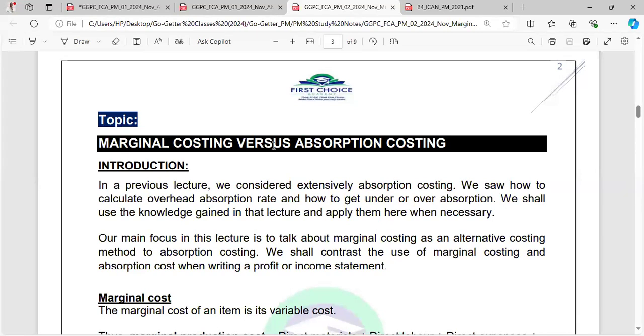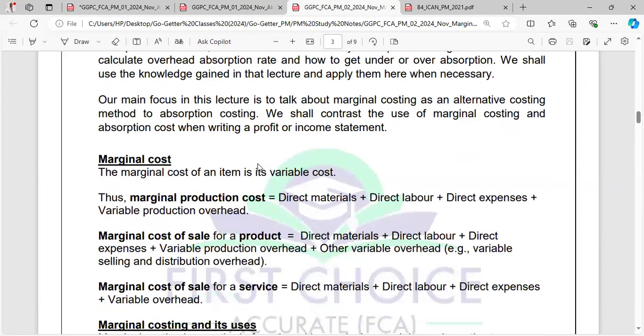So now we are looking at absorption costing with marginal costing. What are their similarities? What are their differences? Now let's talk about marginal cost. What is a marginal cost? The marginal cost of an item is its variable cost. So another way of calling variable cost is to call it marginal cost. Now, it means that we can have marginal production cost. Marginal production cost is those costs that we use in production that are variable.